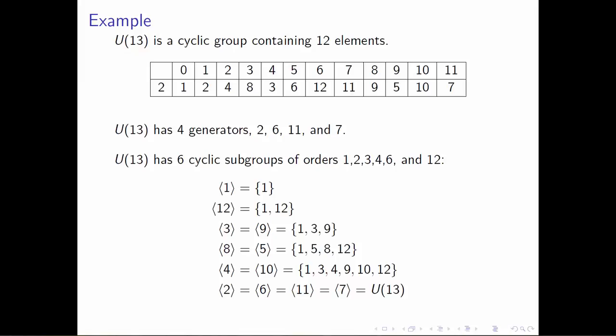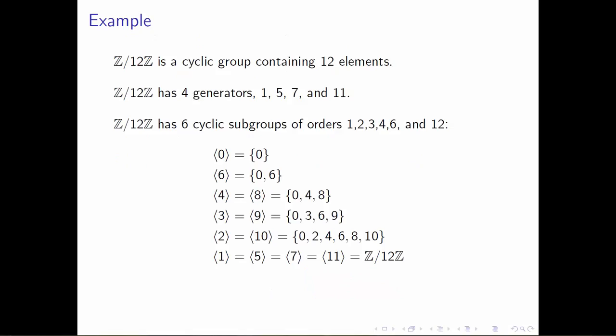Now, back when we were working with Z mod 12Z, you might have noticed something interesting. Let me click back to that slide, for instance. The group that had order 2 was found by the element 6. That's interesting because 6 times 2 is equal to 12. And the group generated by the element 4 had 3 elements in it. Again, 4 times 3 is equal to 12.